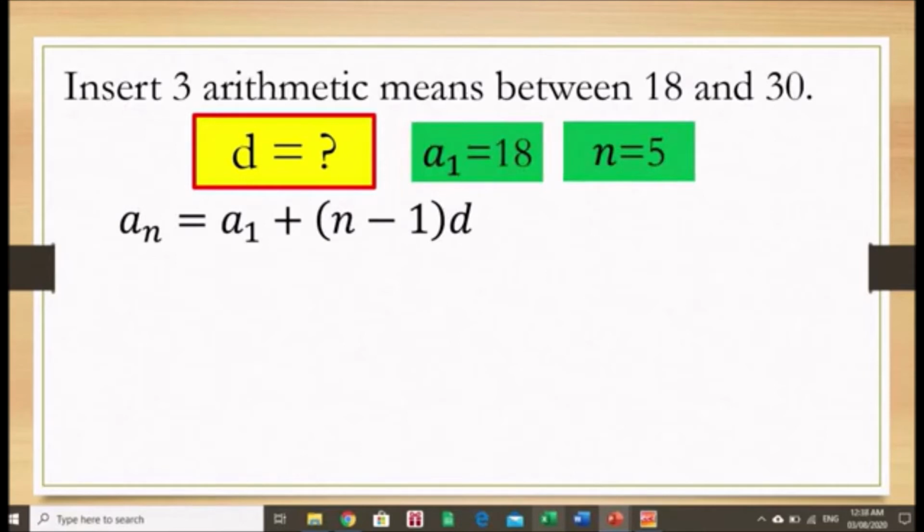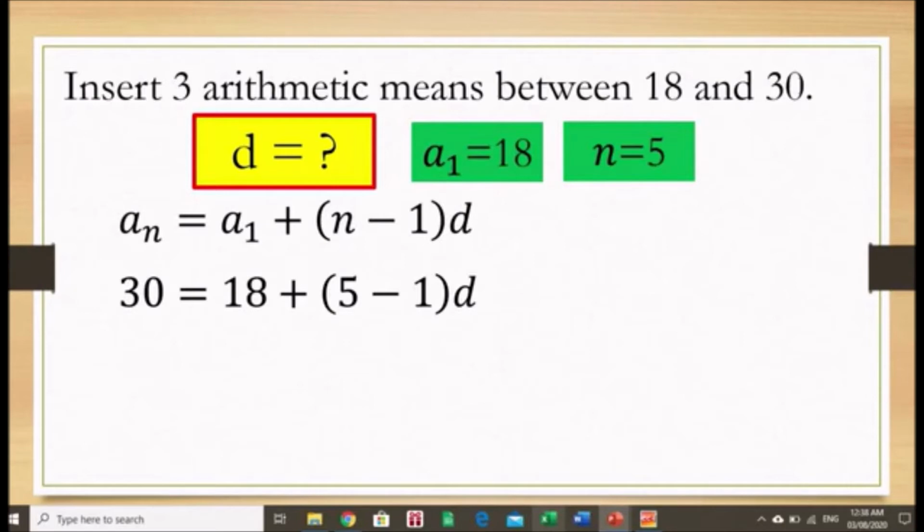And then, our n is 5, since we have two given terms and we are going to insert three more terms, so there are 5 terms in the sequence. And then, our a sub 5 is equal to 30. Now, a sub 5 is equal to 30, that is equal to 18, our first term, plus n, which is 5, minus 1 times d.